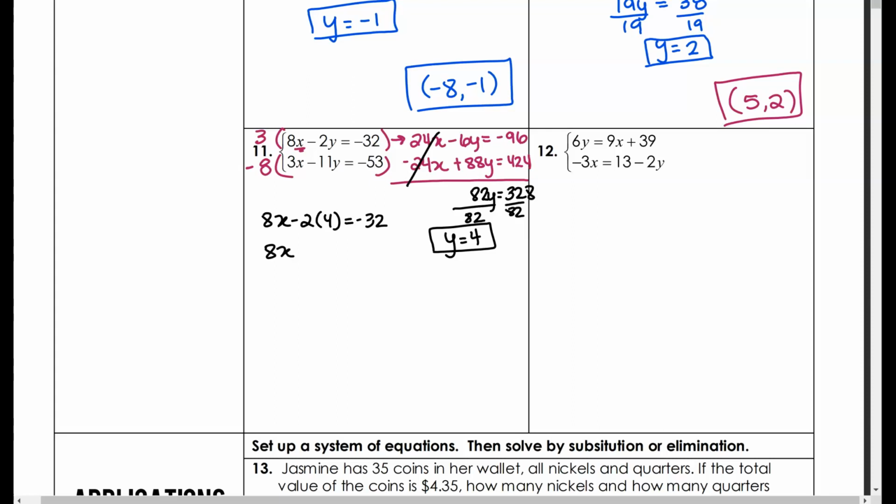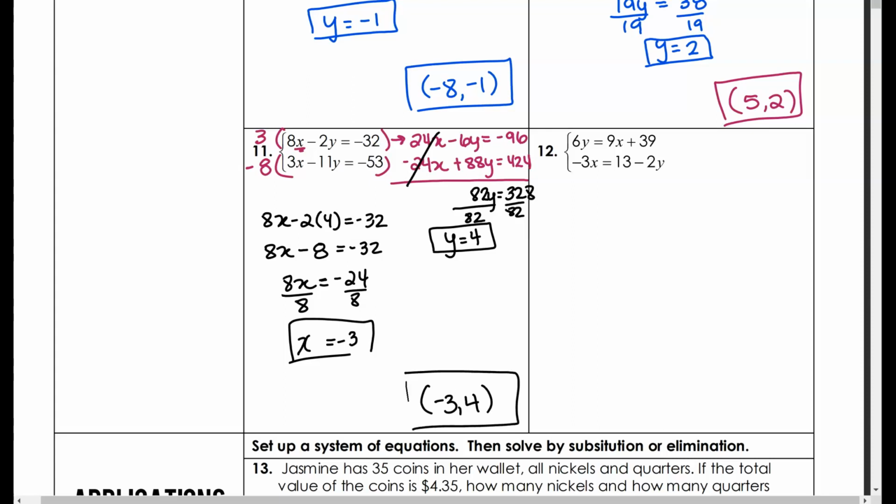8x, 2 times 4 is 8. Minus 8 equals negative 32. So 8x equals, I'm going to add 8 to both sides. I get negative 24. So I'm going to divide both sides by 8 now, and I end up with x equaling negative 3. So then my solution here is negative 3, 4. Okay. All right, let's take a look at this next one.